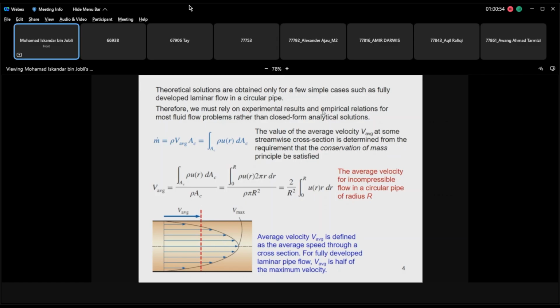We must rely on results. Fluid flow problems: to form the analytical solutions, we have numerical solutions and we have analytical solutions. The analytical solution comes from experiments.